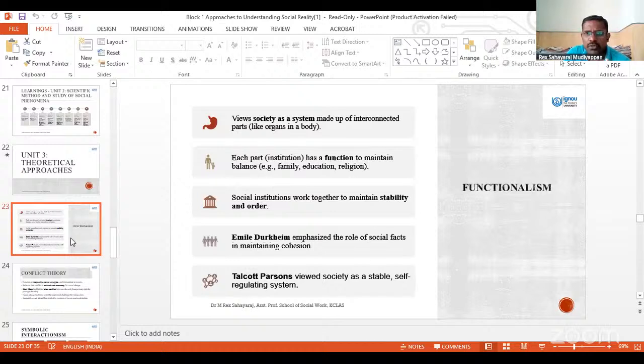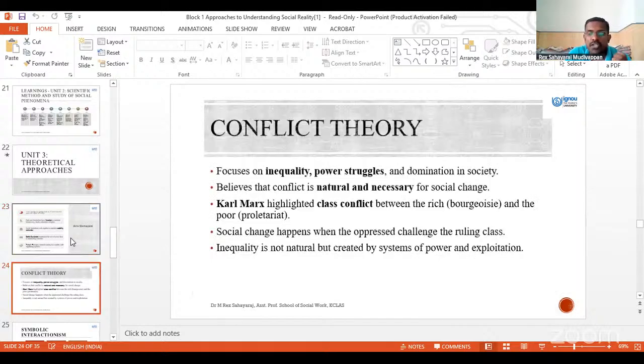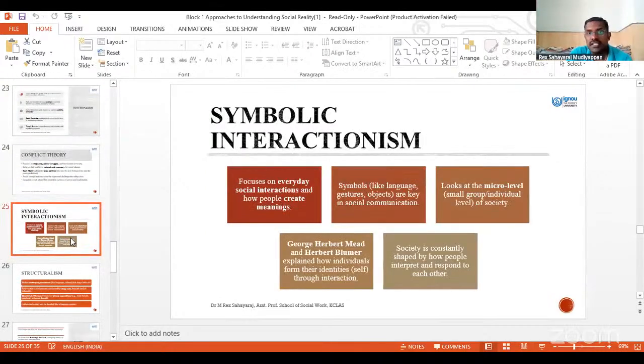So theoretical approaches. When you say theoretical approaches, we have the functionalism approach by Emile Durkheim, where society is a system made up of interconnected parts like organs in the body. So this was the functionalist theory. When you say conflict theory, Karl Marx has given the conflict theory. There are always two classes, and they will fight, conflict. Okay. And we have the symbolic interactionism theory, which focuses on everyday social interaction and how people create meaning. So these theories will help us to understand society. Okay. How we are understanding society.